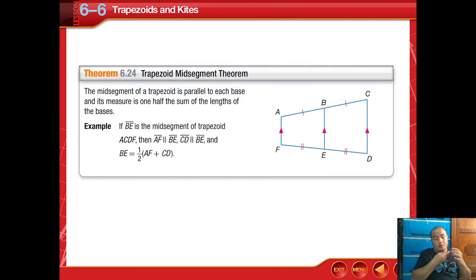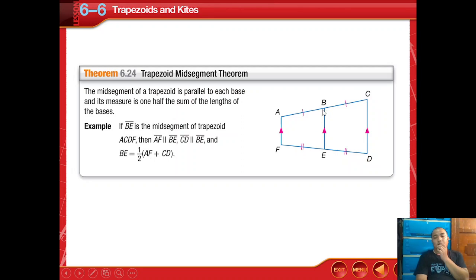Another theorem on trapezoid, we have the trapezoid mid-segment theorem. The mid-segment of a trapezoid is parallel to each base and its measure is one-half the sum of the lengths of the bases. If segment BE is the mid-segment of trapezoid ACDF, then AF is parallel to BE, CD is parallel to BE, and the length of BE, which is the mid-segment or otherwise known as the midline, is equal to one-half AF plus CD.